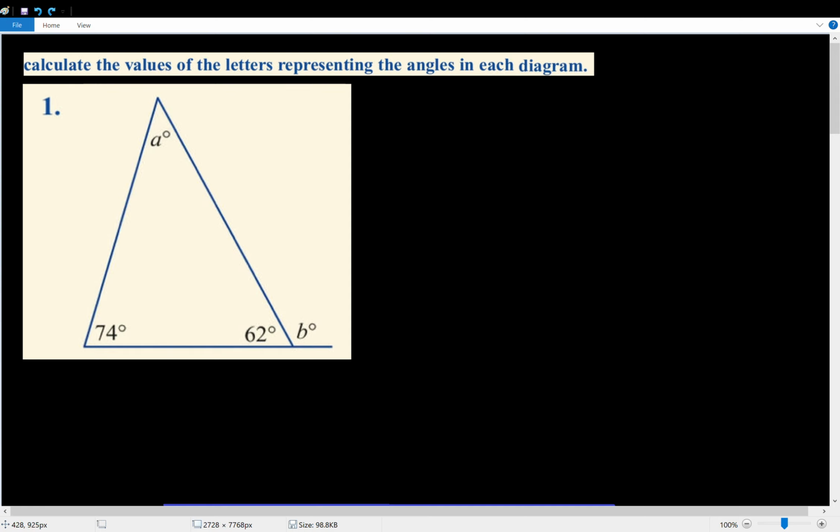We've got a triangle with an exterior angle marked as B degrees, and one of the angles inside the triangle is marked as A degrees. So we've got to use the information we've got to get A and B.